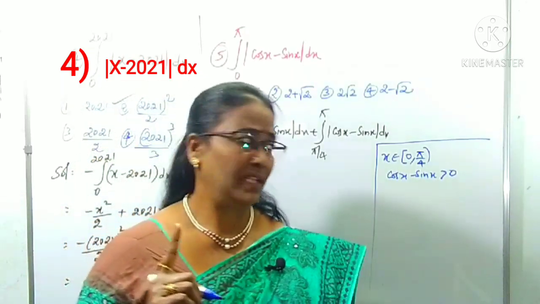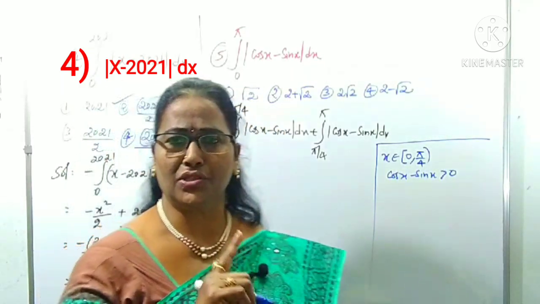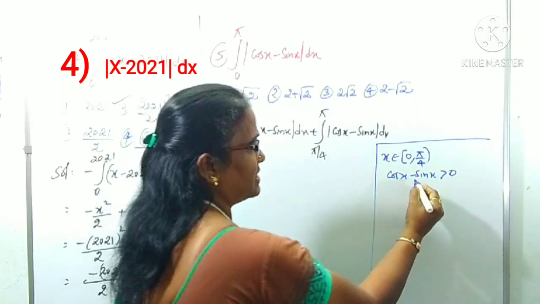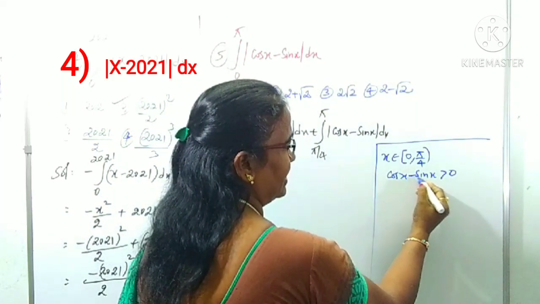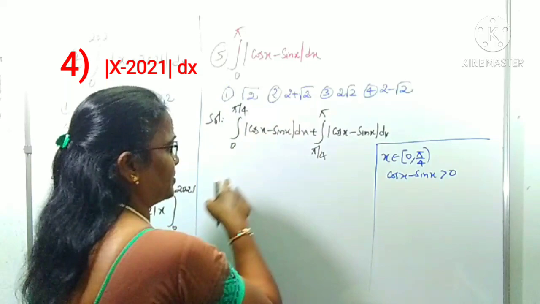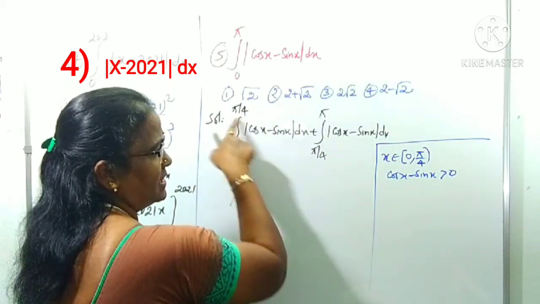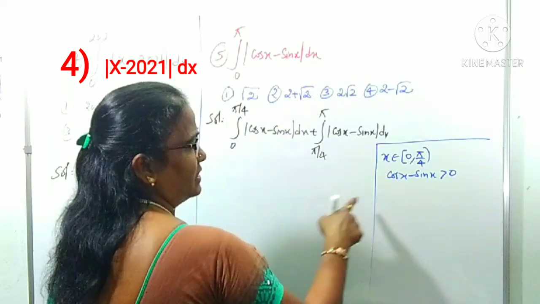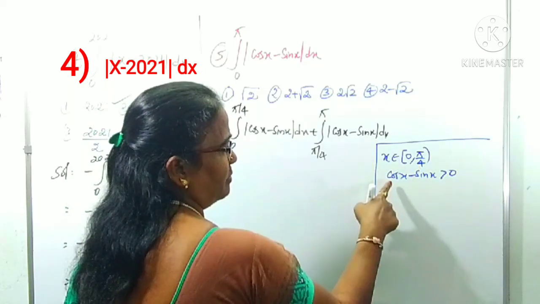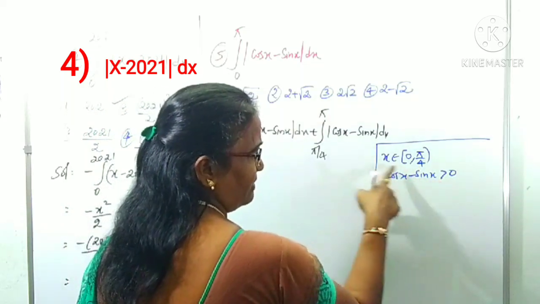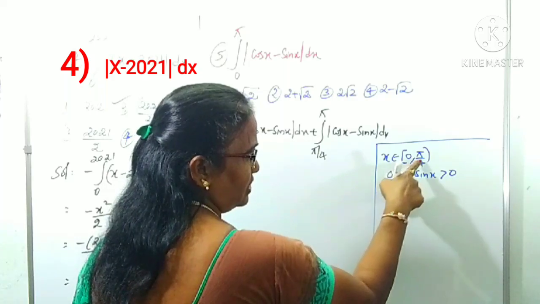You have to know one point. What is that first point? If x belongs to 0 to pi by 4, cos x minus sin x must be greater than 0. Greater than 0 means what? The mod becomes positive. At pi by 4 both are equal, but cos x minus sin x is greater than 0 when x belongs to the closed interval 0 to pi by 4.